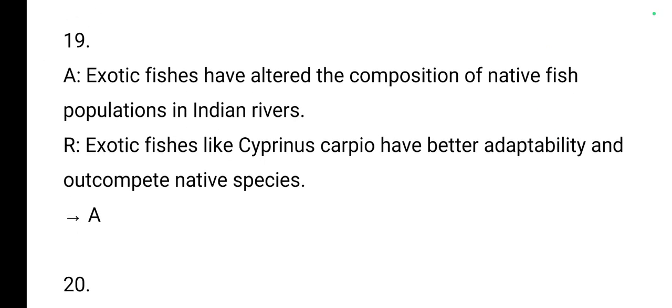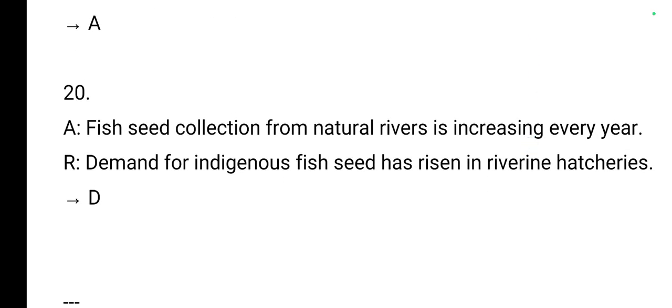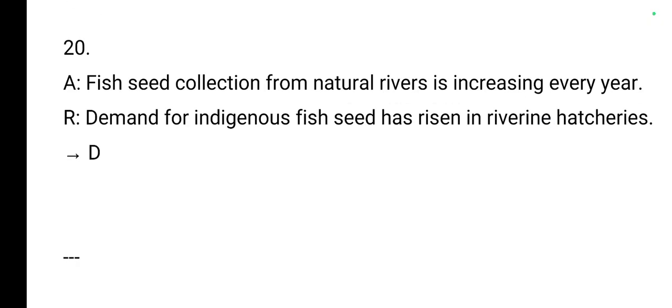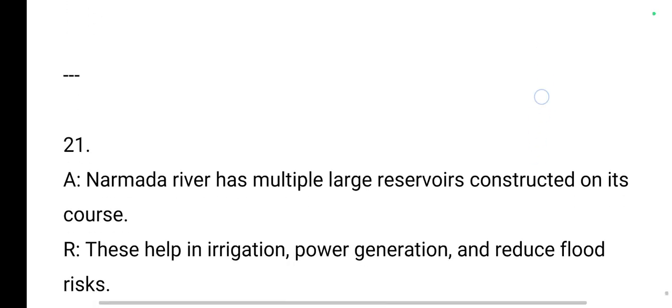Exotic fishes have altered the composition of native fish population in Indian rivers. Exotic fishes like Cyprinus carpio have better adaptability and outcompete native species. So the answer is A. Fish seed collection from natural river is increasing every year. Demand for indigenous fish seed has risen in riverine hatcheries. So the answer will be D.